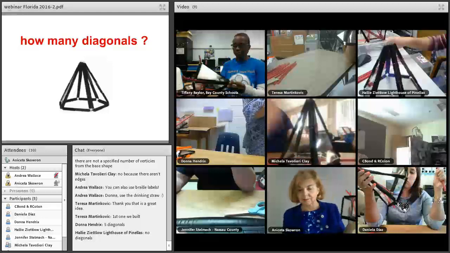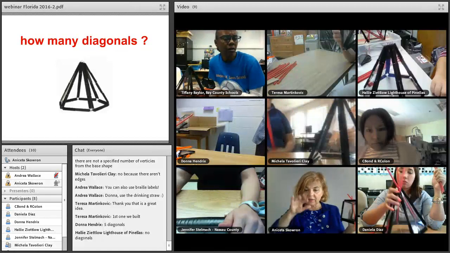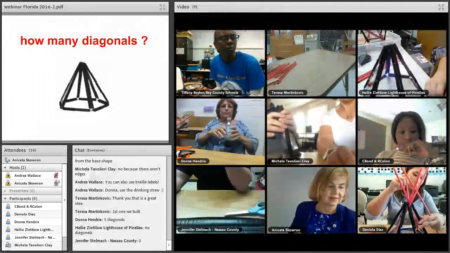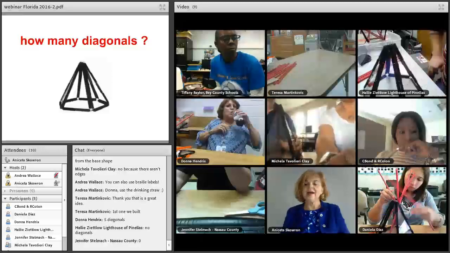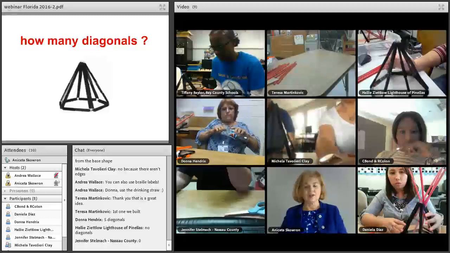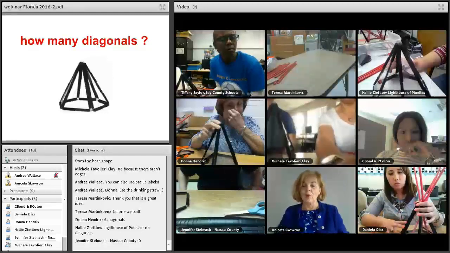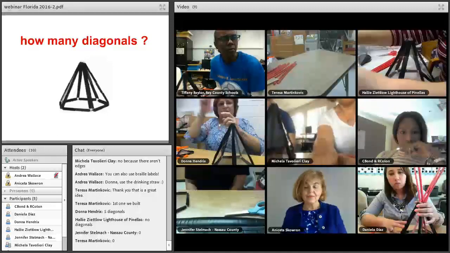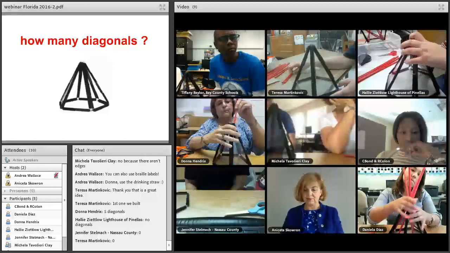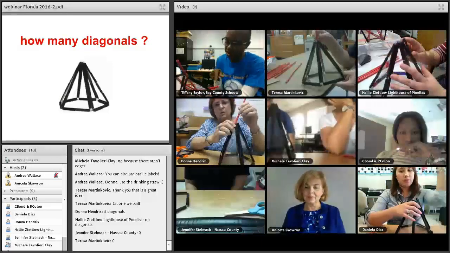So how many in this pyramid? I want answers in writing. How many diagonals in this pyramid that you have? How many diagonals there are? Those are lines that join two vertices but do not sit on a face and they do not sit on an edge. Show me one like that, or many, or write me how many of those you have. Please type to me. I want a number.